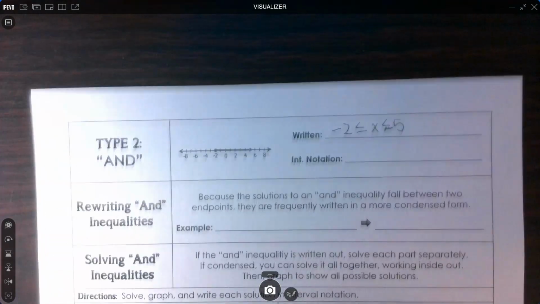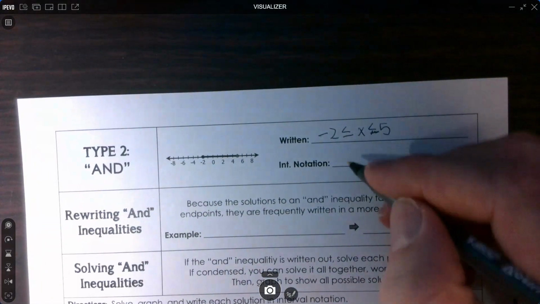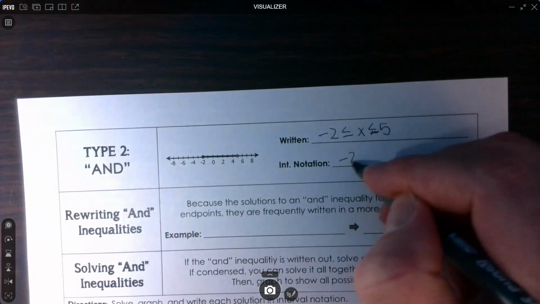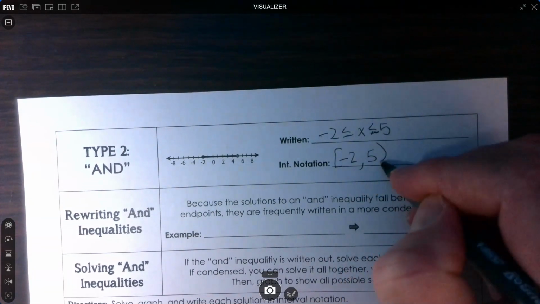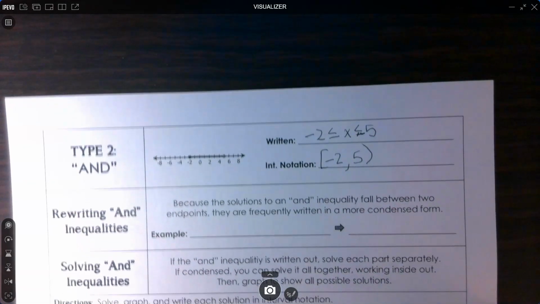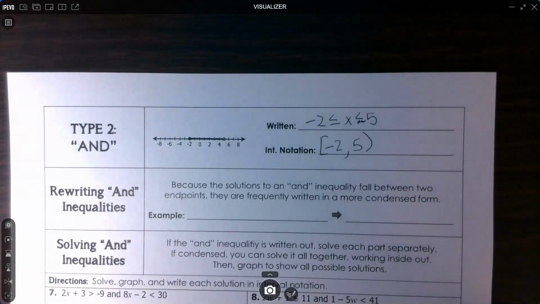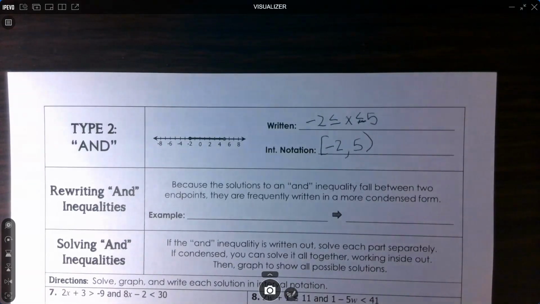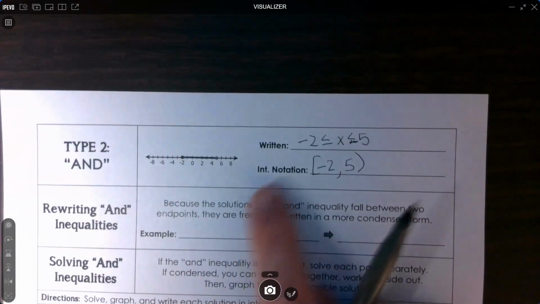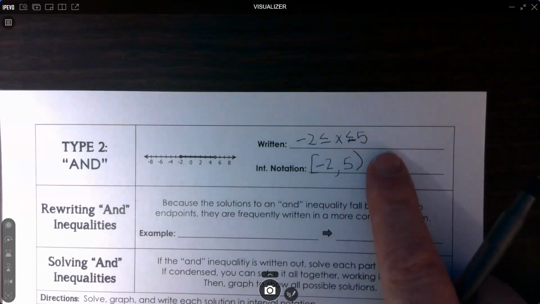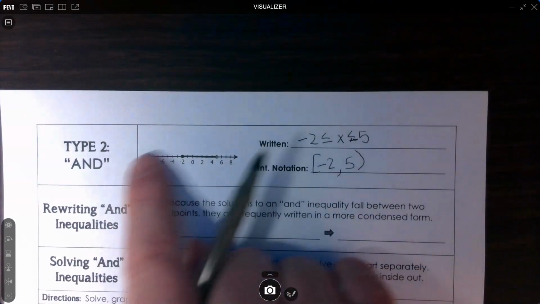So then you're going to do this. It's -2 with a bracket, and it's going all the way up to 5 with a parenthesis. That's what that would look like. So it's a short term, one thing. There's no u's or anything like that in it. Okay, so this can also be written two different ways, but again, this is the overlap.